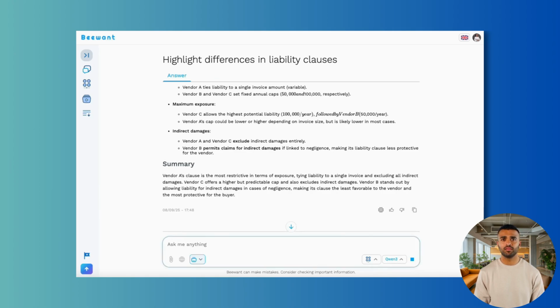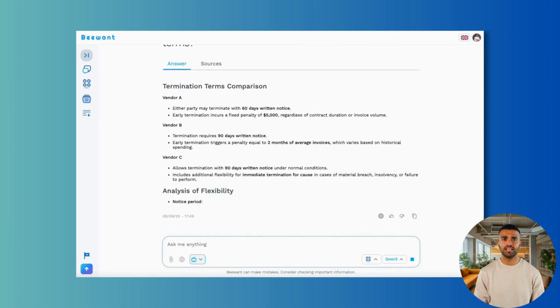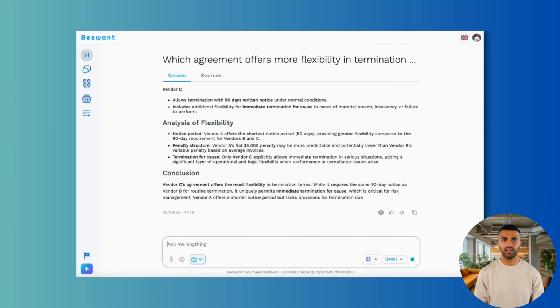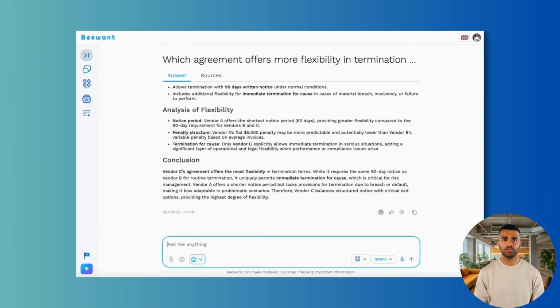Finally, I asked the ultimate wrap-up question. Which vendor should I pick for my business? Beewant didn't just name one, it weighed the trade-offs. Vendor A offered flexibility, Vendor B stronger protections, and Vendor C a more balanced middle ground. The real value wasn't a one-word answer, but a breakdown that let me choose based on what mattered most to me: cash flow, risk, or flexibility.